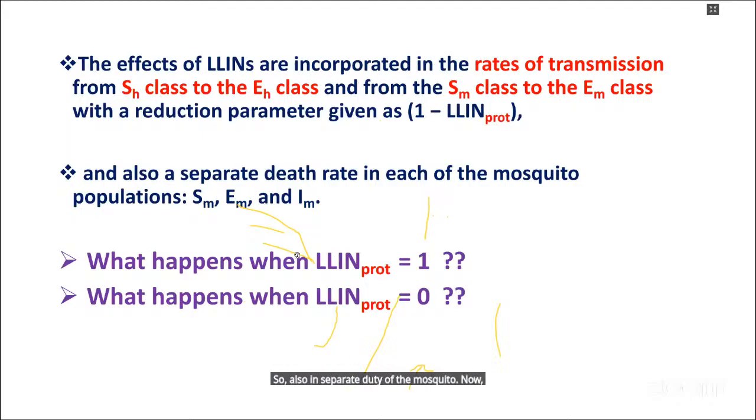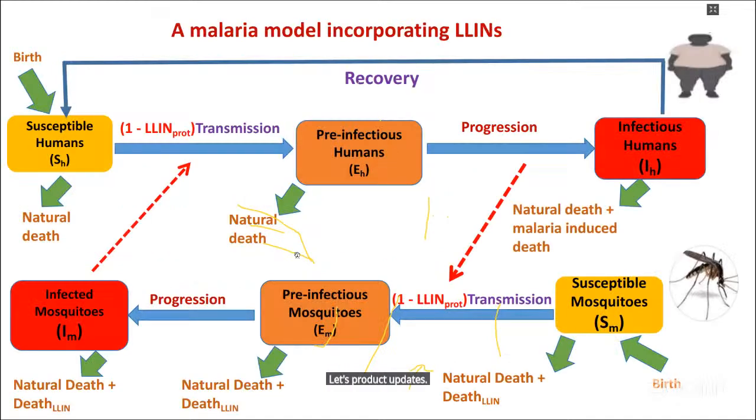Now what happens when LLIN protectiveness is equal to 1? Let's look at it. What happens if this protection, LLIN protection, is 100%? The protective effectiveness of LLIN, if it is 100%, then we say this equals 1. So what happens if this equals 1?